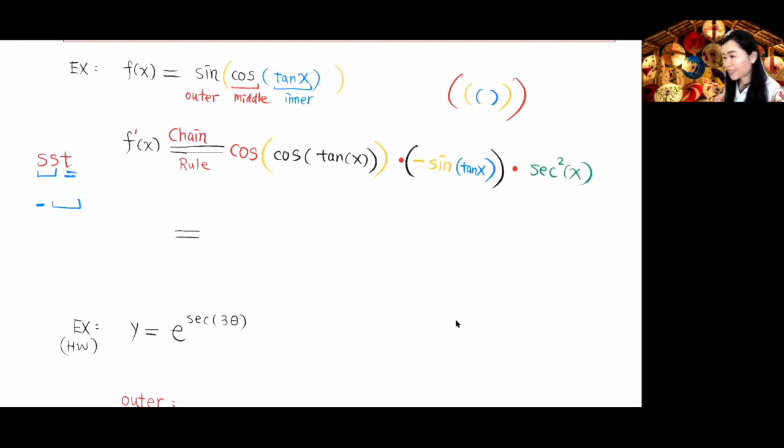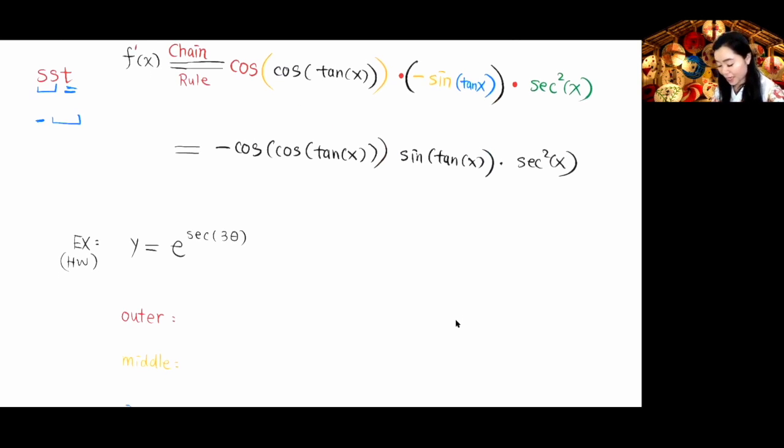Okay, now we're done. See, we walk from outside to inside. We peel the outside and then get to the middle and get to the innermost. Now we just need to simplify it. To simplify this, what I'm doing over here is just putting this negative sign in front. That's all. That's it.